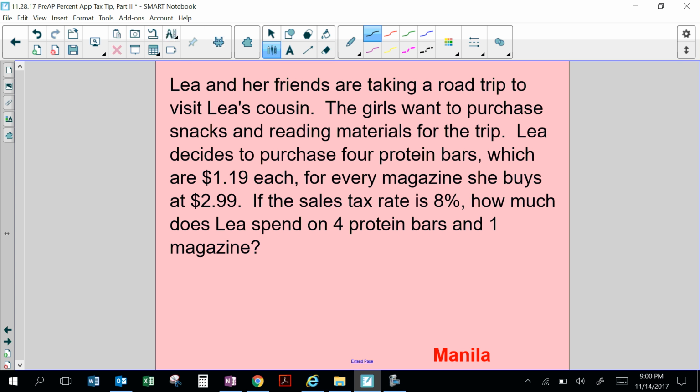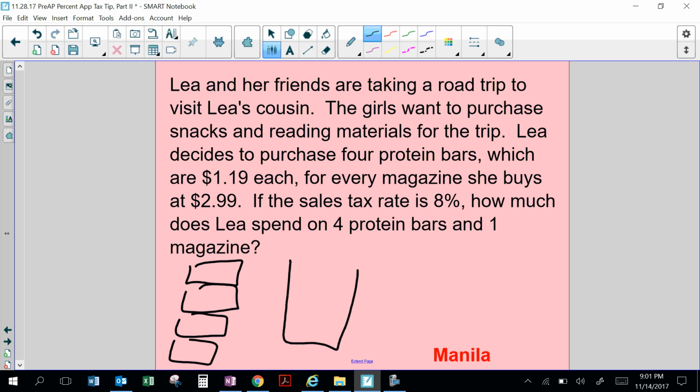So what you're going to be doing is working with your group to answer these questions. This is an ambitious task. Leah and her friends are taking a road trip to visit Leah's cousin. The girls want to purchase snacks and reading materials for the trip because it does get boring. Leah decides to purchase 4 protein bars, which are $1.19 each, and a magazine at $2.99. If the sales tax rate is 8%, how much does Leah spend on 4 protein bars and 1 magazine? So she buys 4 protein bars, and then she buys a magazine. The magazine costs $2.99. Each protein bar costs $1.19.